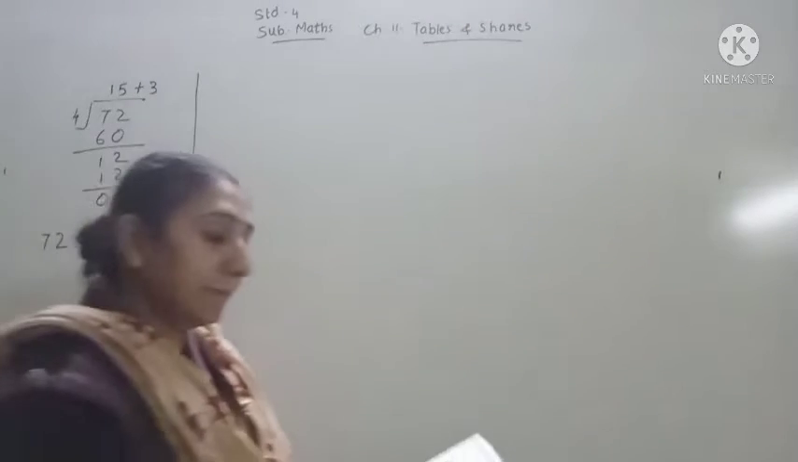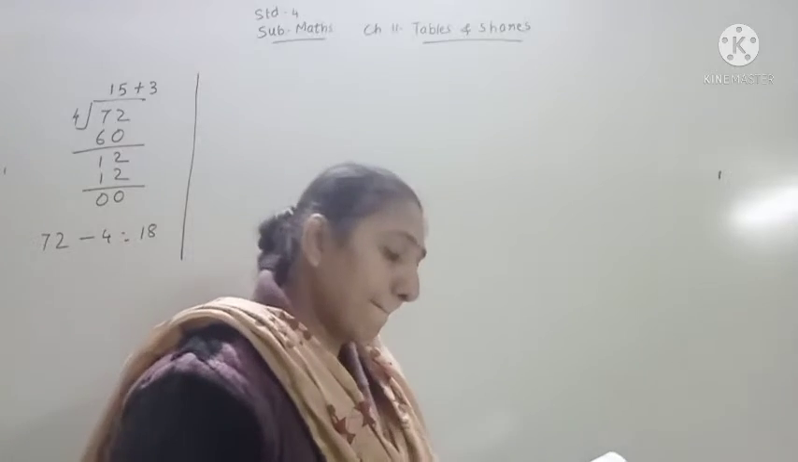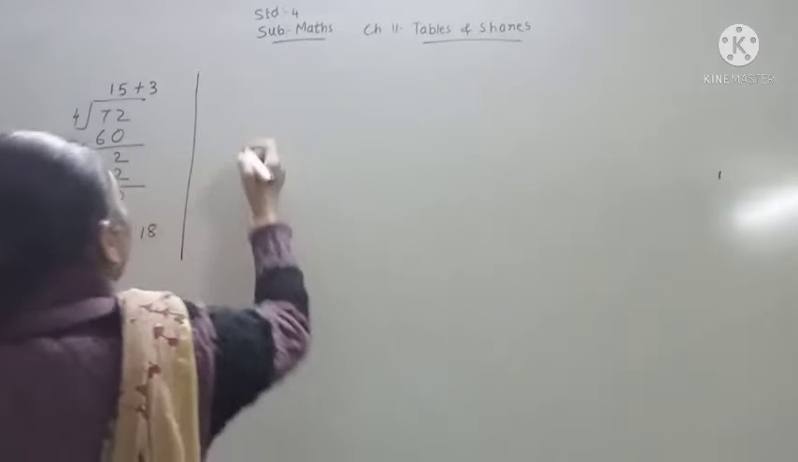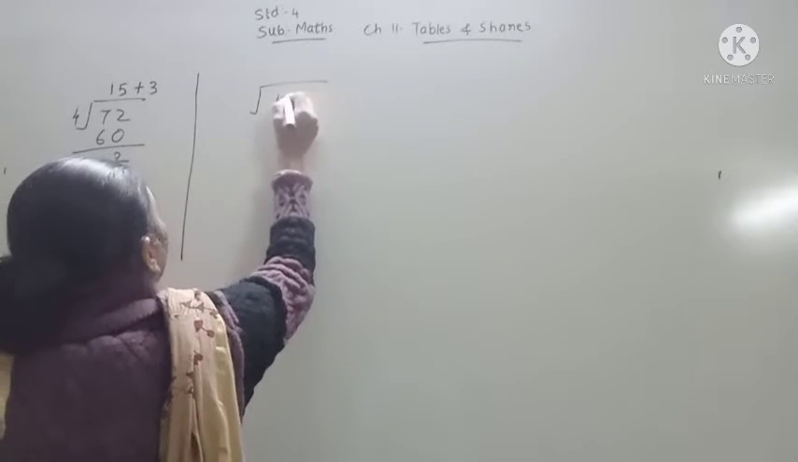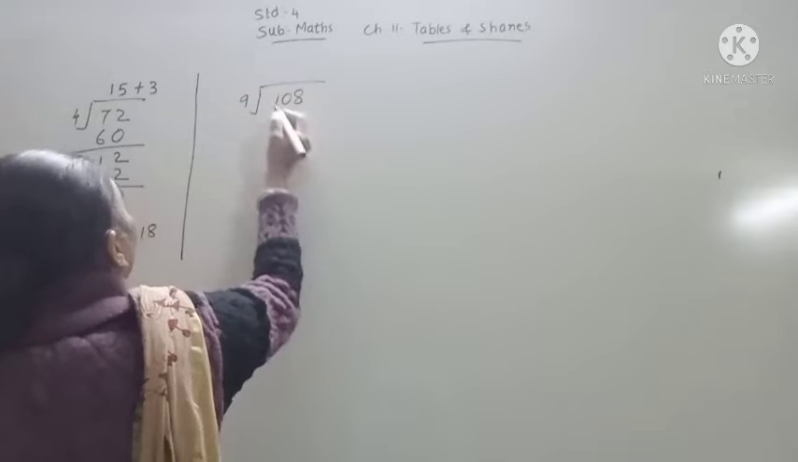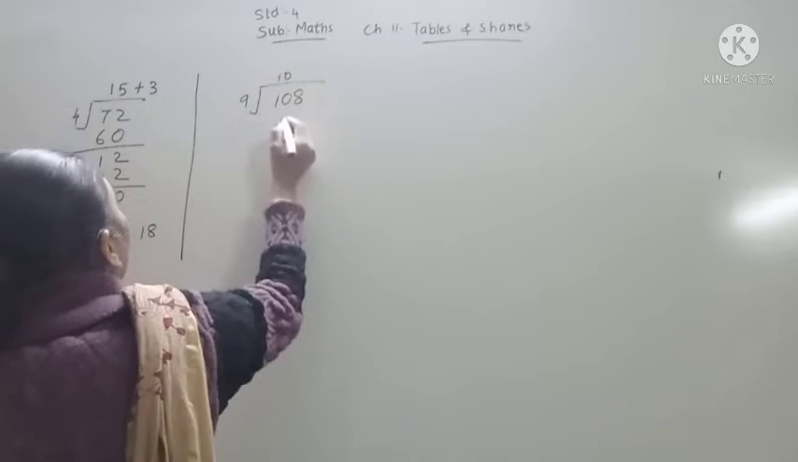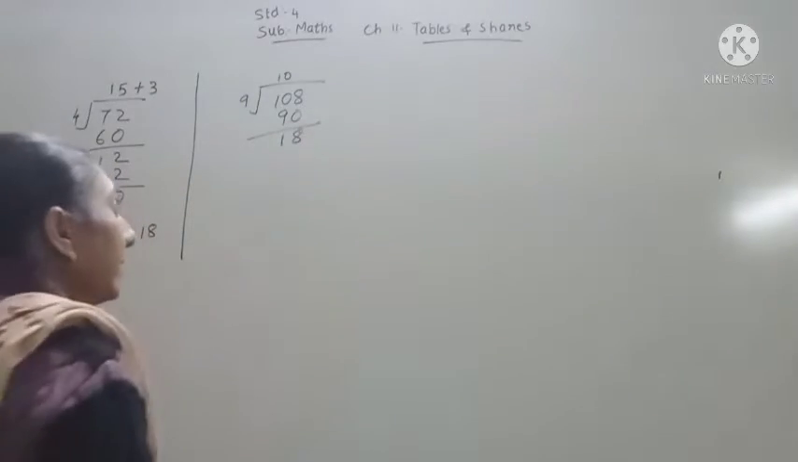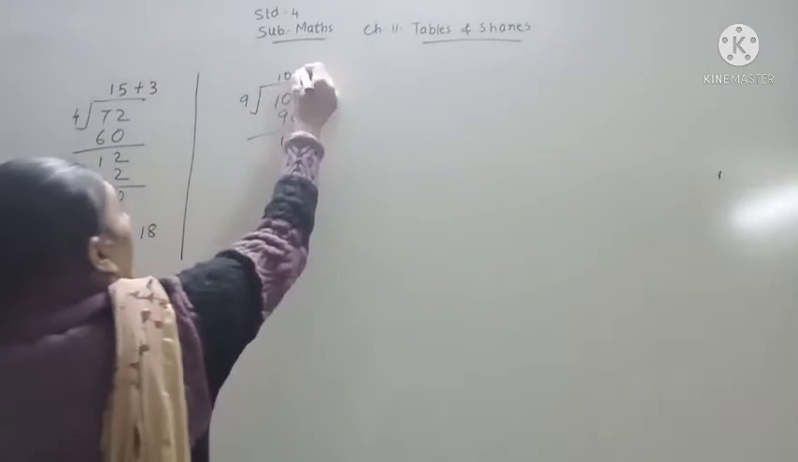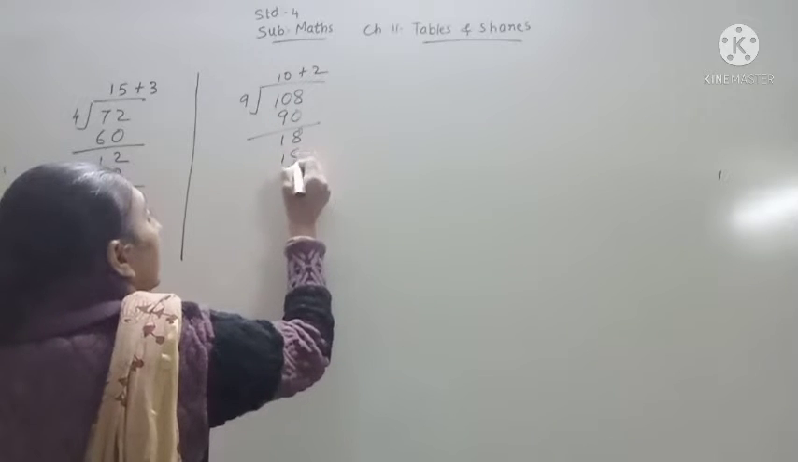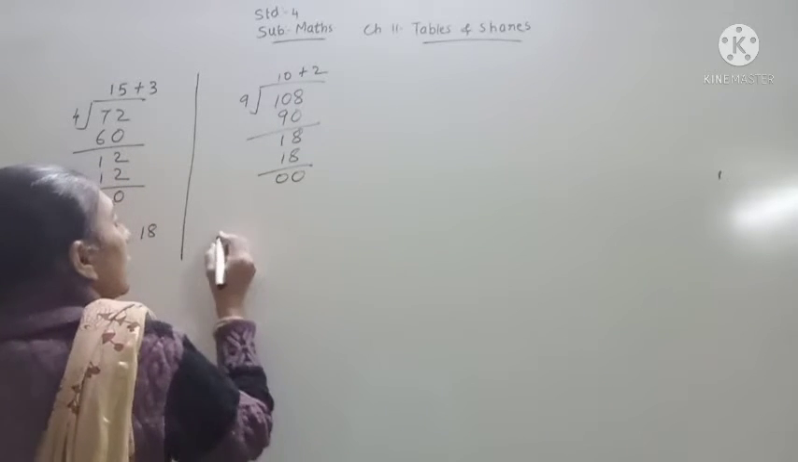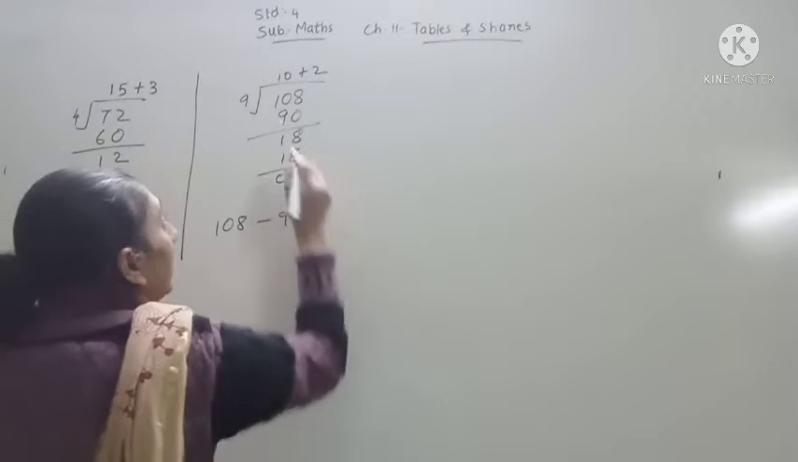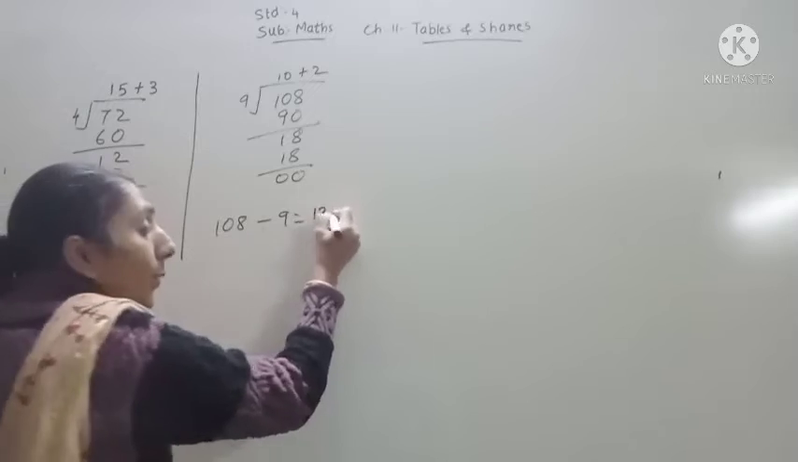Then the next one, 108 divided by 9. 9 10s are 90. Remaining 18, 9 2s are 18. So what is 108 divided by 9? It is equal to 10 plus 2, 12.